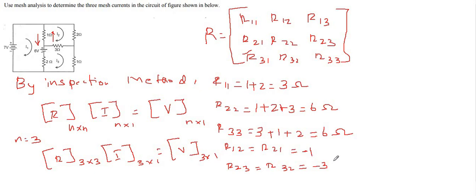So next we will find the value for R13, which will be equal to R31. Here from loop 1 and loop 3, the common resistor is 2 ohm, and the current sign is taken as opposite. So here it is minus 2 ohm. So these are the coefficients for the R matrix.